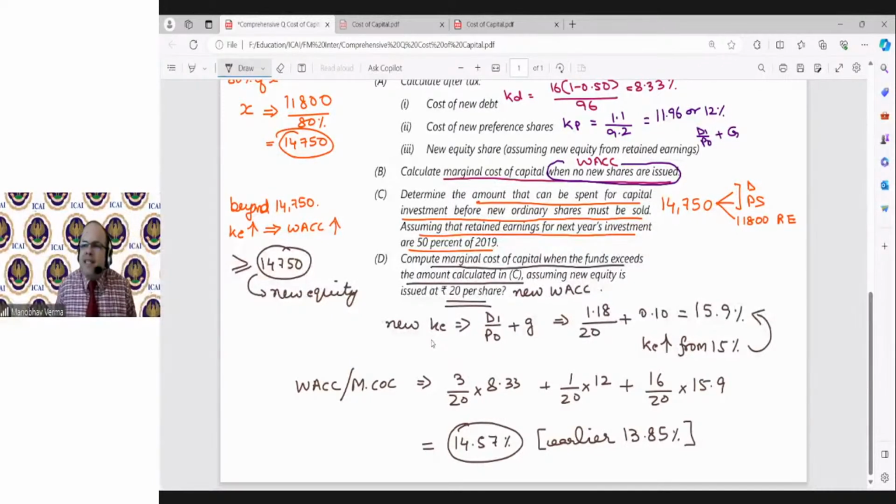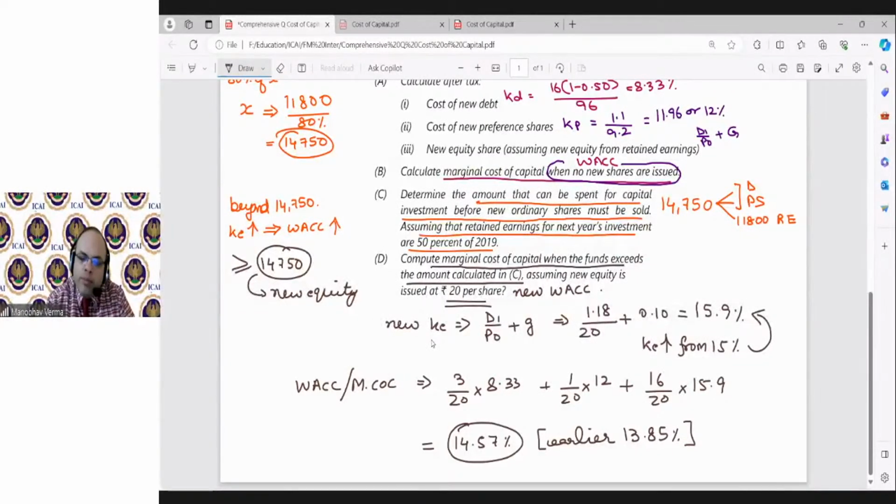So just to recapitulate, guys, this concept is based on a simple point of marginal cost of capital. As long as you are investing or reinvesting your retained earnings, your marginal cost of capital will be the same as WACC. But as soon as you reach or go beyond that point, you need an additional issue of equity, your cost of equity will increase. Hence, your WACC will increase.